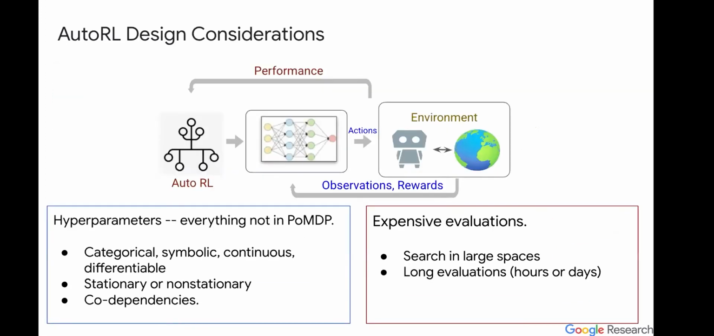Okay, so to summarize the AutoRL considerations, we consider hyperparameters to be everything that's not specified in the POMDP. These hyperparameters can be categorical, symbolic, continuous, can be stationary or non-stationary, and we need to understand their codependencies. Then we really need to be careful on the design of the evaluations in the outer loop, to control the size of the search space and how long the evaluations are.